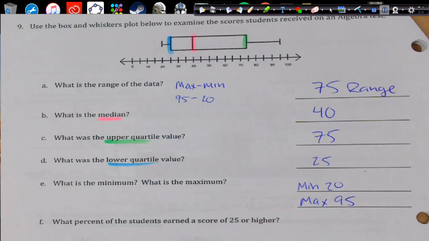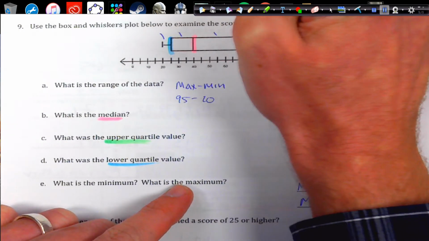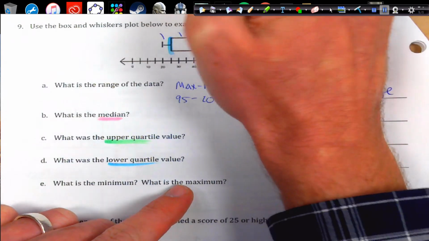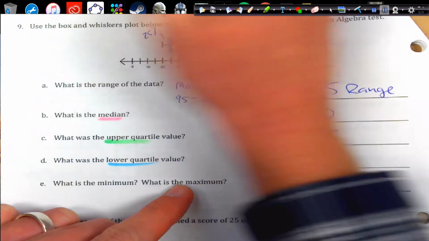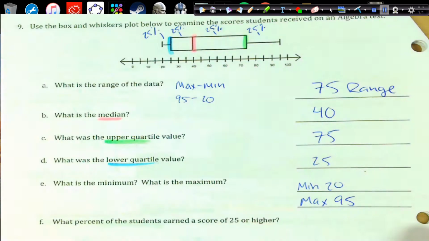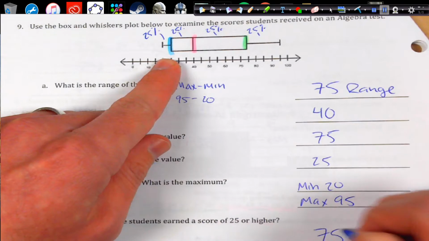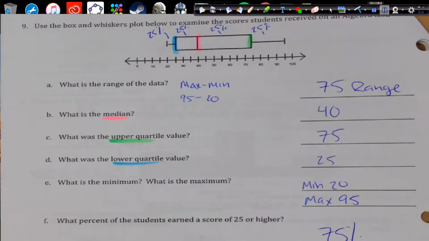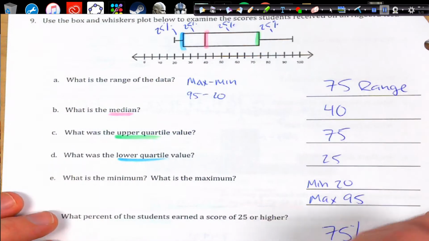What percent of the students scored 25 or higher? Again, each one of these guys represents 25% of the data. Okay, so 25 or higher would be right here, so that's going to be 75%. What students score between a 40 and a 75? That would be right in here, so that's 25%.